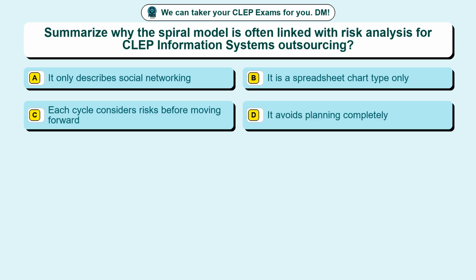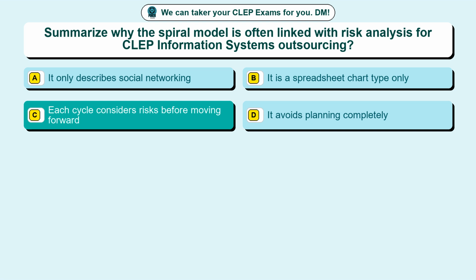Question 71. Summarize why the spiral model is often linked with risk analysis for CLEP Information Systems outsourcing. Option A, it only describes social networking. Option B, it is a spreadsheet chart type only. Option C, each cycle considers risks before moving forward. Option D, it avoids planning completely. The correct answer is option C, each cycle considers risks before moving forward.